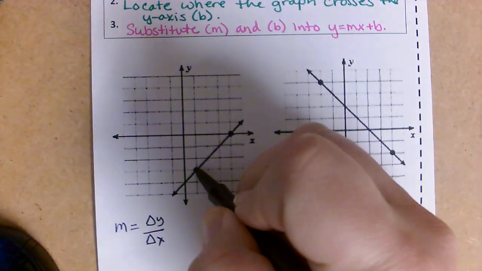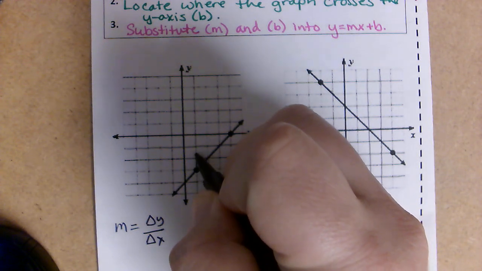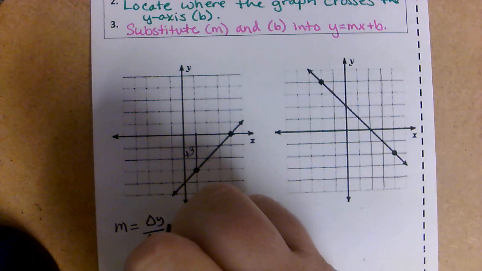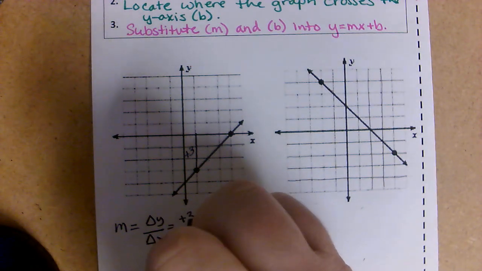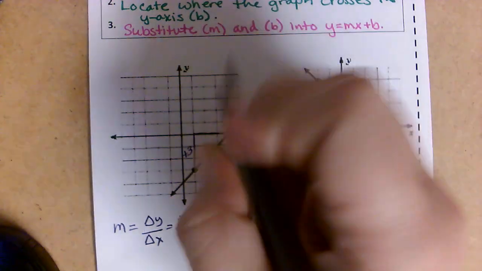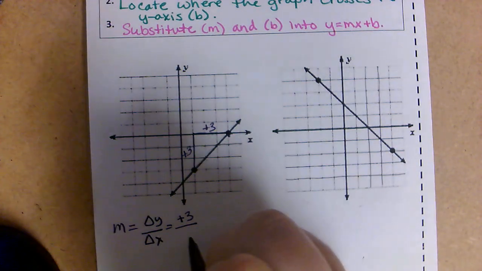I start at the left point, and in this case I'm going to rise up 1, 2, 3 boxes. So that's a +3 for my rise. My change in y is +3. I'm going to run 1, 2, 3 boxes to the right, and then I'm going to hit the second point, so I'm going to stop. My change in x was also +3.